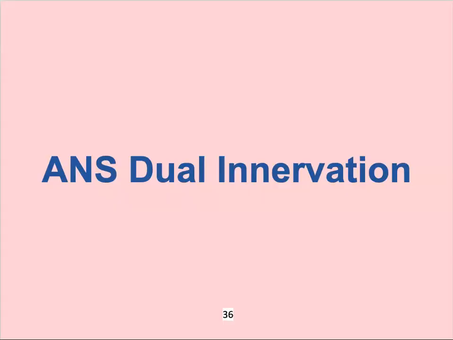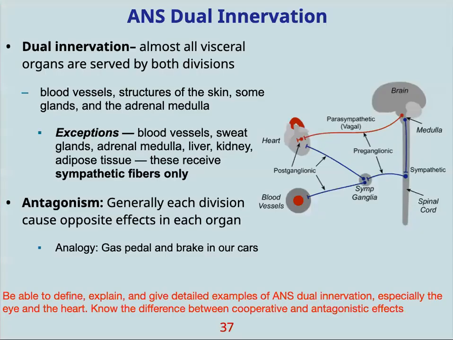Okay, now the concept of ANS dual innervation. Almost all visceral organs are innervated by both sympathetic as well as parasympathetic nervous system. Okay, and there are a few key exceptions, including the peripheral blood vessels, sweat glands, adrenal medulla, liver, kidney, adipose tissue. In these places, these tissues only receive sympathetic innervation.